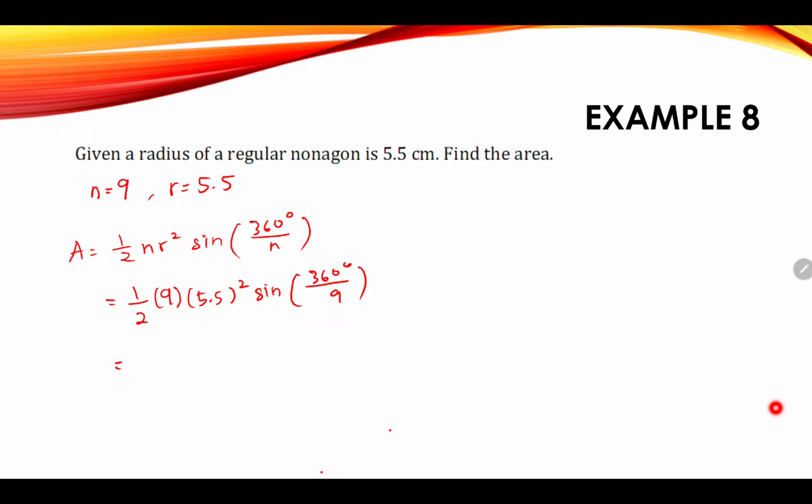Okay, area kita dapat jawapan 87.4995 cm square. Okay, ini soalan yang direct guna formula sahaja.